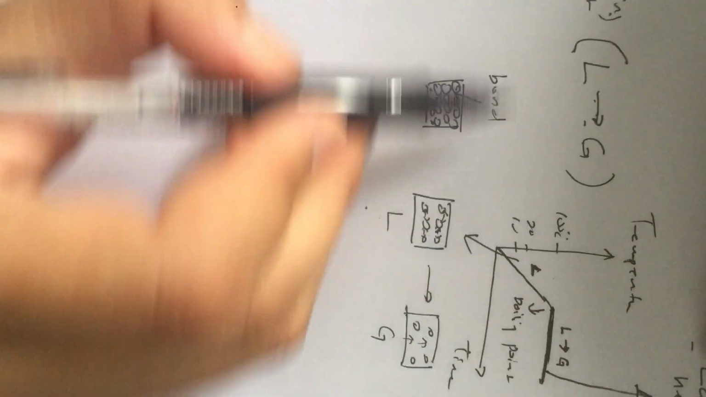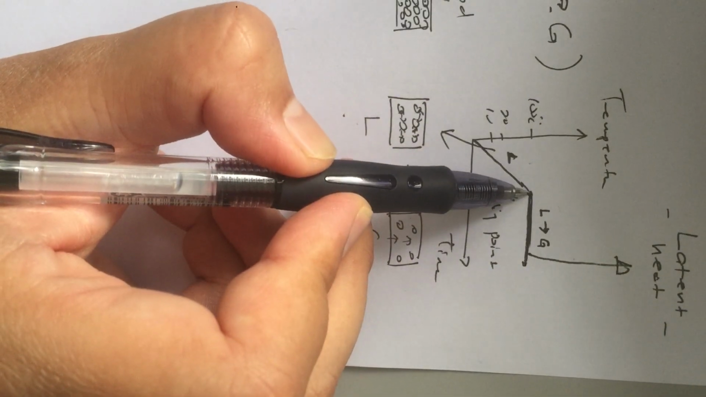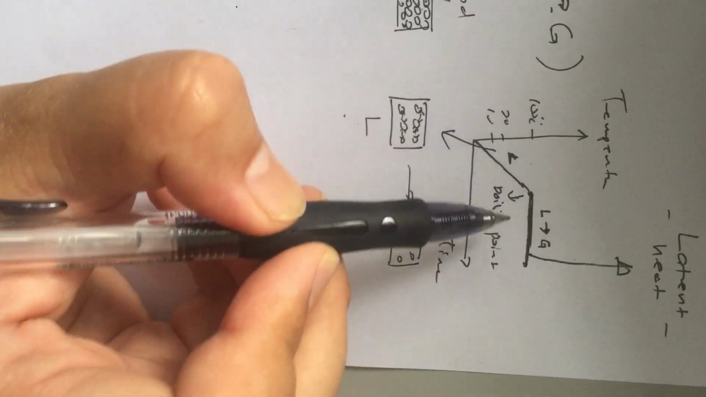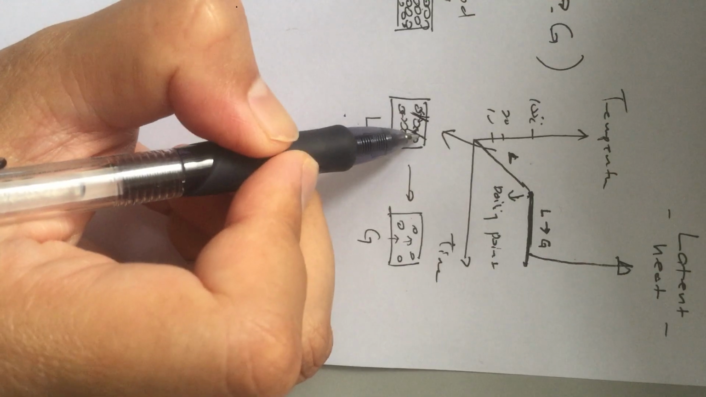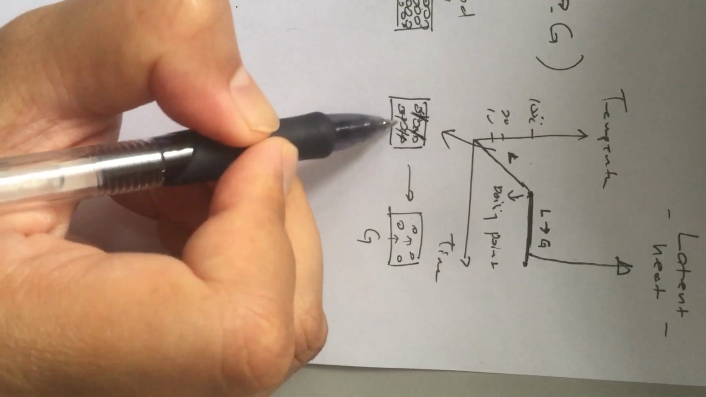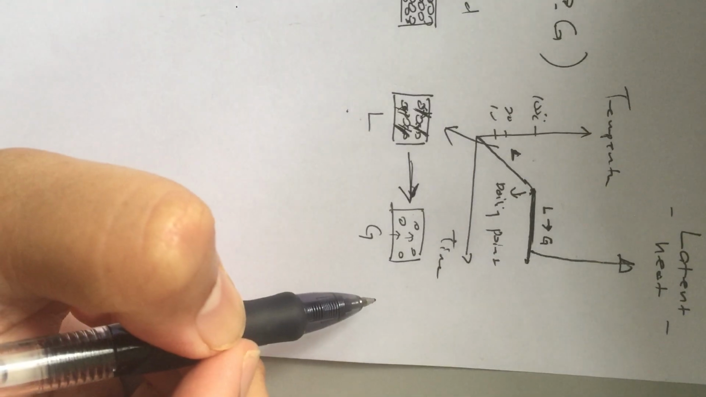So that's why the temperature remains. When it reaches boiling point, the temperature remains, because the heat supply is used to break the bond between the particles, so that the liquid can turn to gas.